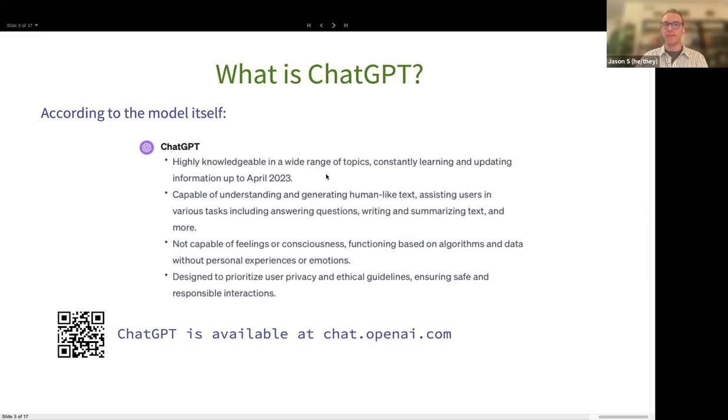It understands human-like text, so we would say that this is a natural language processor. You can put human-written text into it, and it'll do something with it. Of course, it is not capable of feelings or consciousness, and it is designed to prioritize privacy and ethical guidelines so that it's not doing something horribly weird.